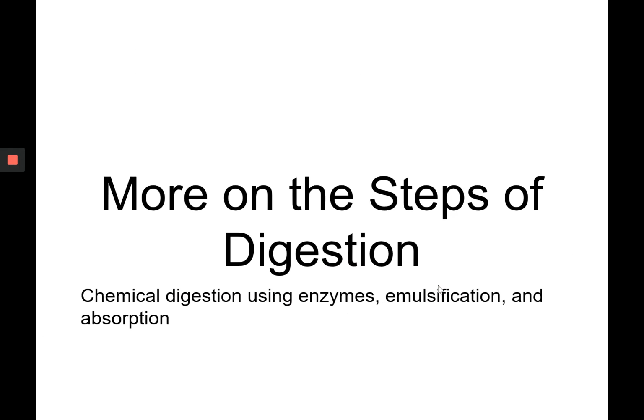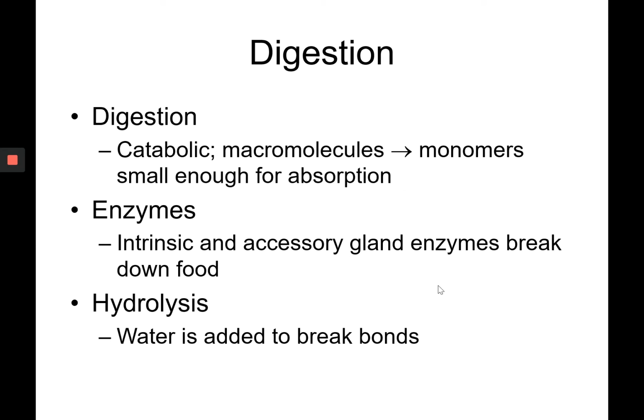Next, let's look at those steps of digestion again, and let's talk a little bit more about those enzymes, about emulsification, and about absorption. So we know that chemical digestion is a catabolic process. We're breaking down large substances into small substances, or macromolecules into monomers. We need them to be small enough for absorption, and most absorption takes place in the small intestine.